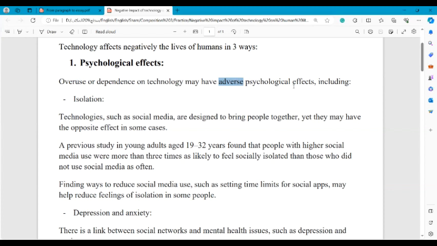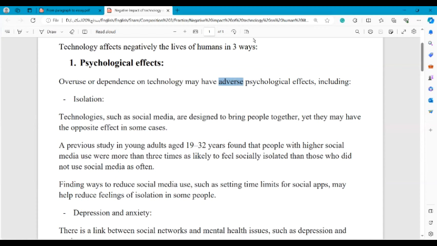including, so the first psychological effect is isolation. What is the meaning of isolation? معزولة. Yes, so isolation is الانعزال. Yes, very good. So isolation means when you are not able to connect or meet or speak to other people. So this is the first effect of technology.